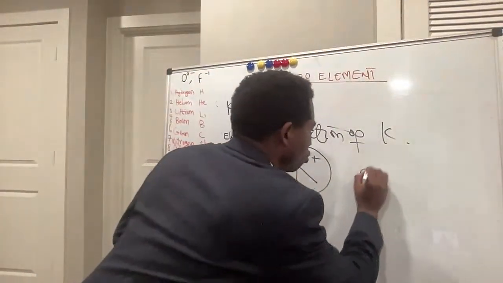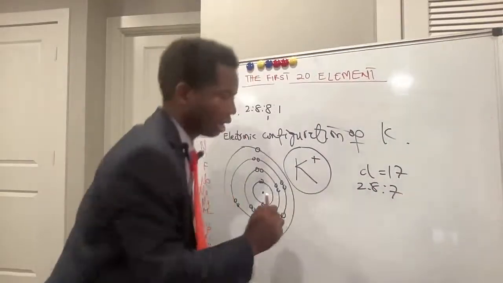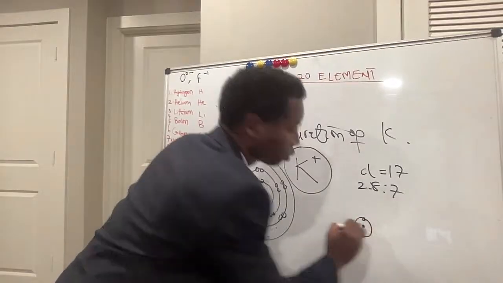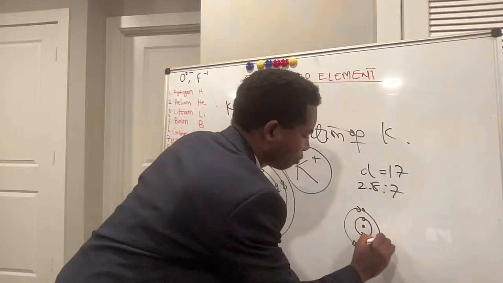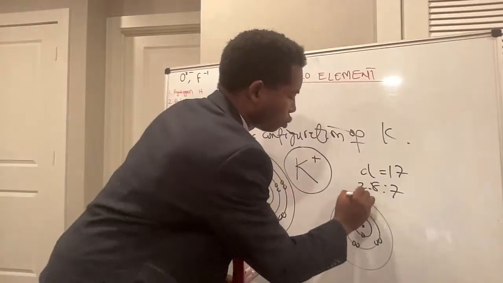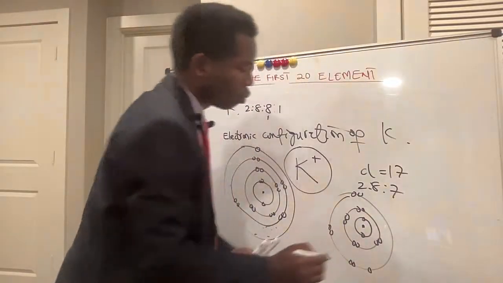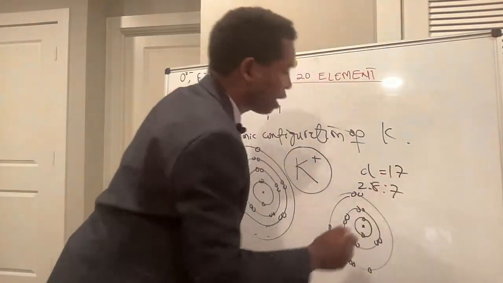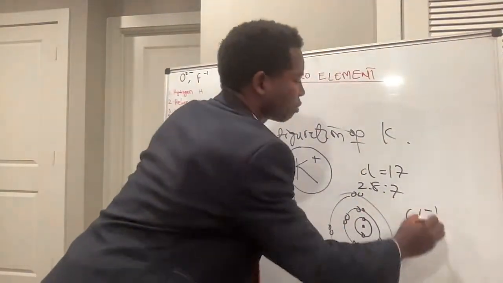This is chlorine. The atomic number of chlorine is 17, which is 2.8.7. The first shell takes a maximum of 2. The second shell takes a maximum of 8: 1, 2, 3, 4, 5, 6, 7, 8. Now the last shell takes 7: 1, 2, 3, 4, 5, 6, 7. Now chlorine will borrow 1 to make it 8. So if chlorine borrows 1, chlorine will be negative, that's why I say minus.